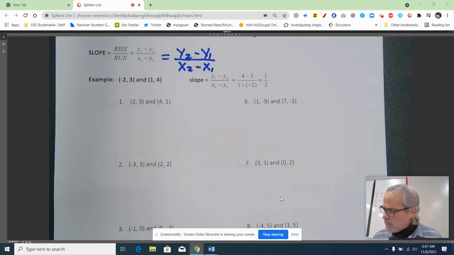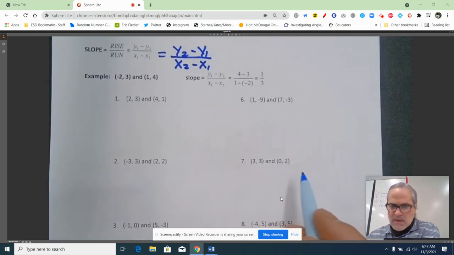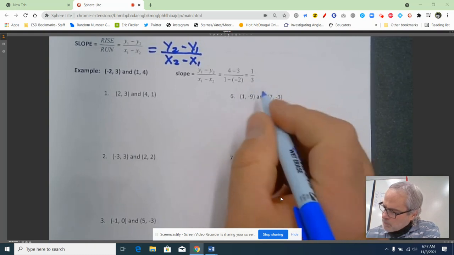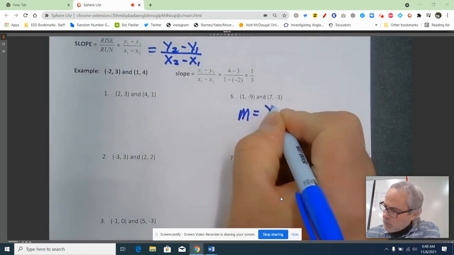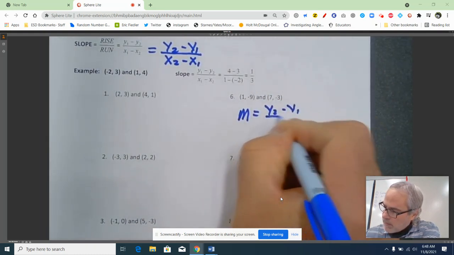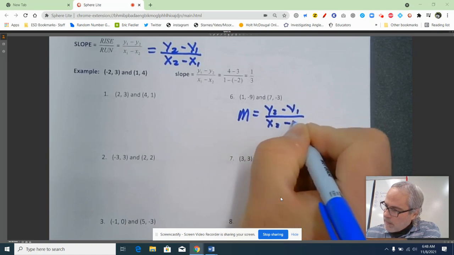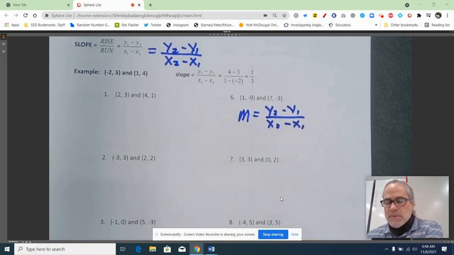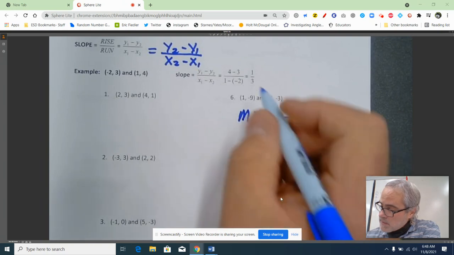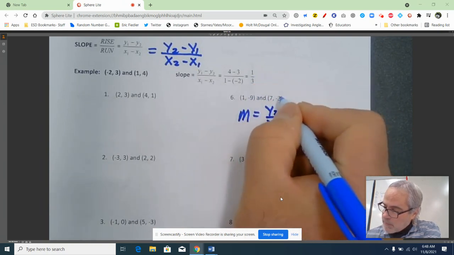All right, I want to do two of these for you. And I want to do one that has some negatives in it. So let's do number 6. Okay, so the slope formula I'm going to use is y2 minus y1 over x2 minus x1. Now, if you've ever missed this or ever had problems with this, I strongly suggest that you do this. Let's call this one the first point and this one the second point.